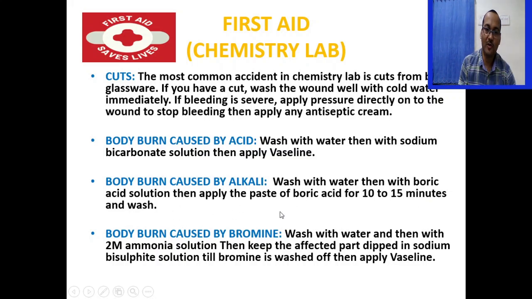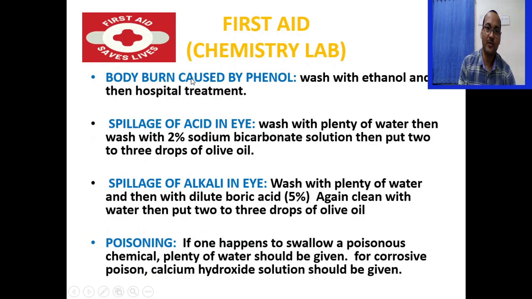Suppose there is a bromine spill. Wash it with water and then with 2 molar ammonia solution. Then keep the affected part dipped in sodium bisulfite solution till the bromine is washed off, then apply Vaseline. Suppose there is a phenol spill. Wash it with ethanol and then go for hospital treatment.